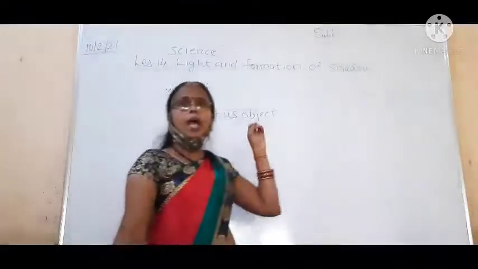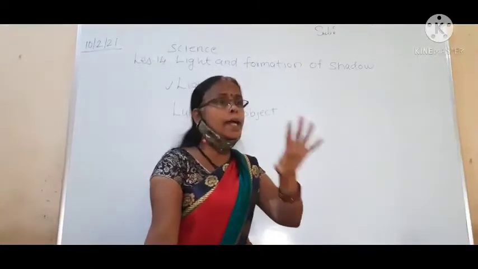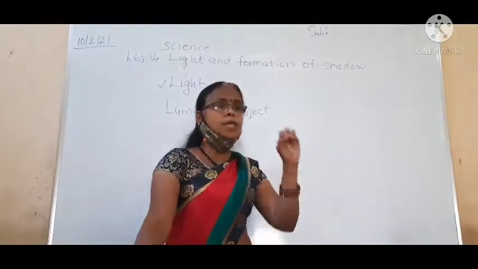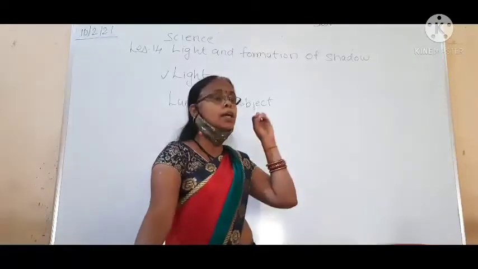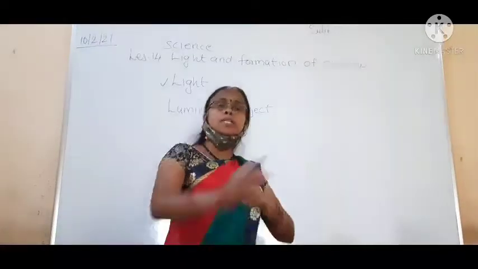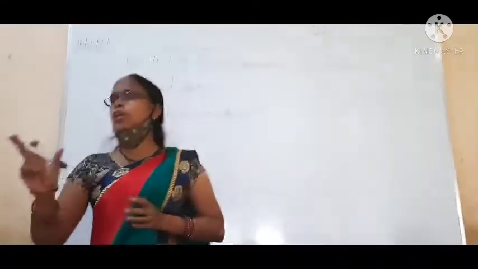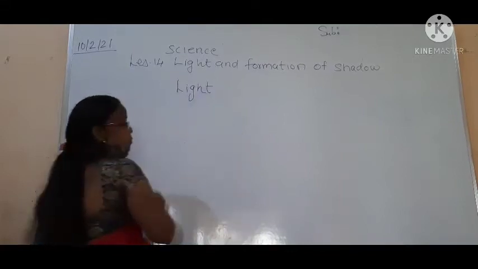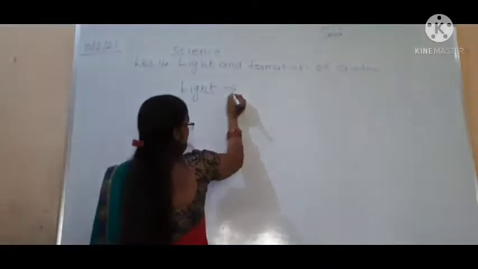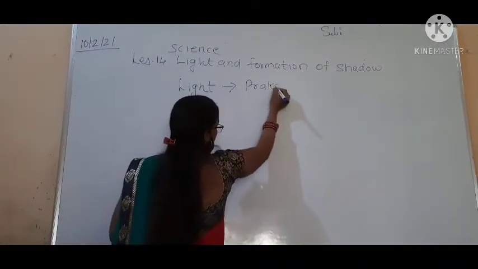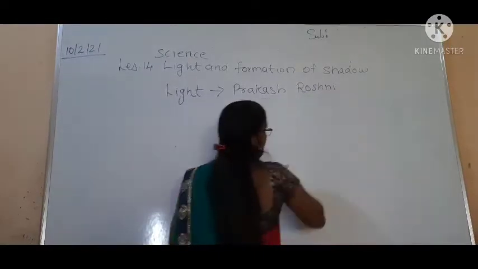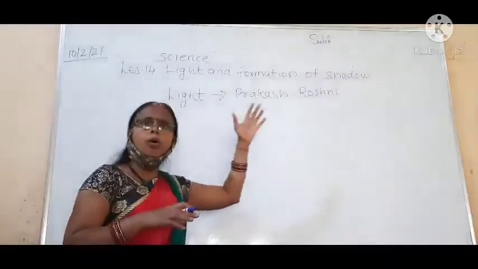An object which gives out light is a luminous object. Clear? An object that emits light is said to be a luminous object. The object which does not give light is said to be a non-luminous object. Light means prakash or roshni, that from which light emerges.